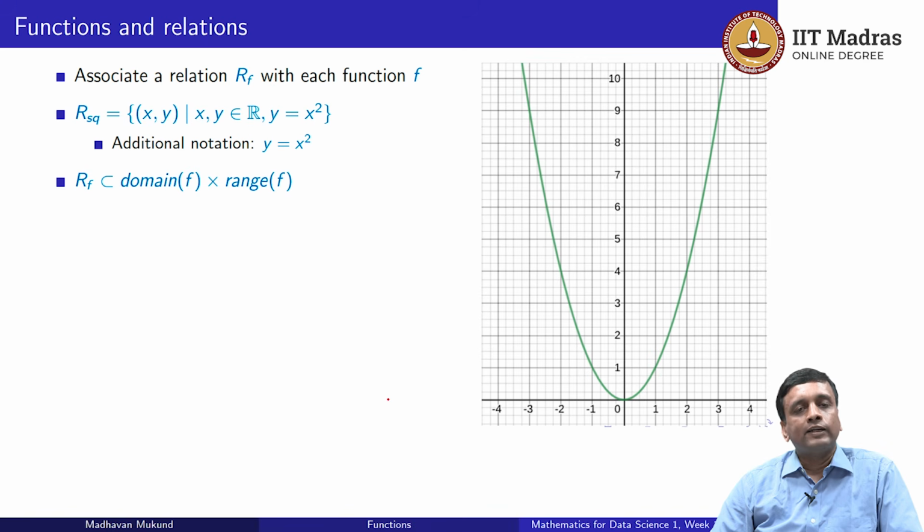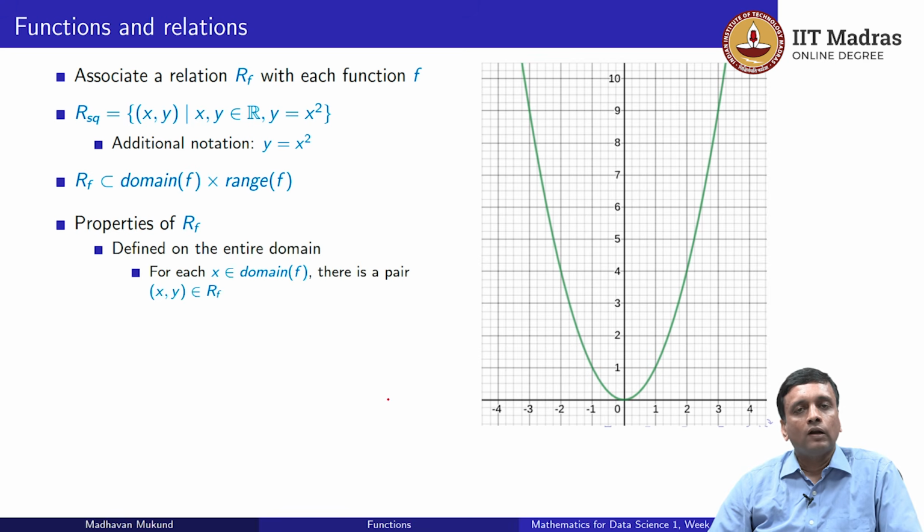So notice that if we talk about it as a relation, remember that a relation is a subset of the Cartesian product of two sets. So in this case, the Cartesian product is formed by the domain of the function and the range of the function, and then the relation is a subset of the domain cross the range. So what are some properties of this relation? Well, first of all, when we define the domain of a function, we really mean that the function is defined at every possible value in that domain. So for every x in domain of the function f, there must be a valid value f of x.